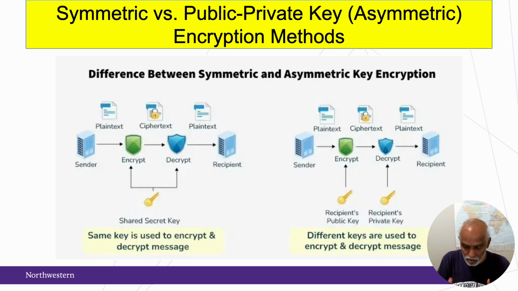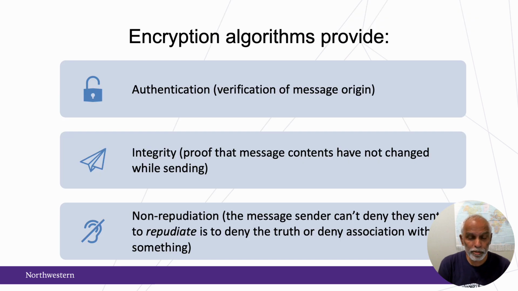It's very important, so I just thought I would give you a small introduction on that. Encryption algorithms provide three things. One is authentication, which means verification of the message's origin. The second one is integrity. It validates integrity, which means it is proof that message contents have not changed while sending or during transition. The encryption algorithm assures that.